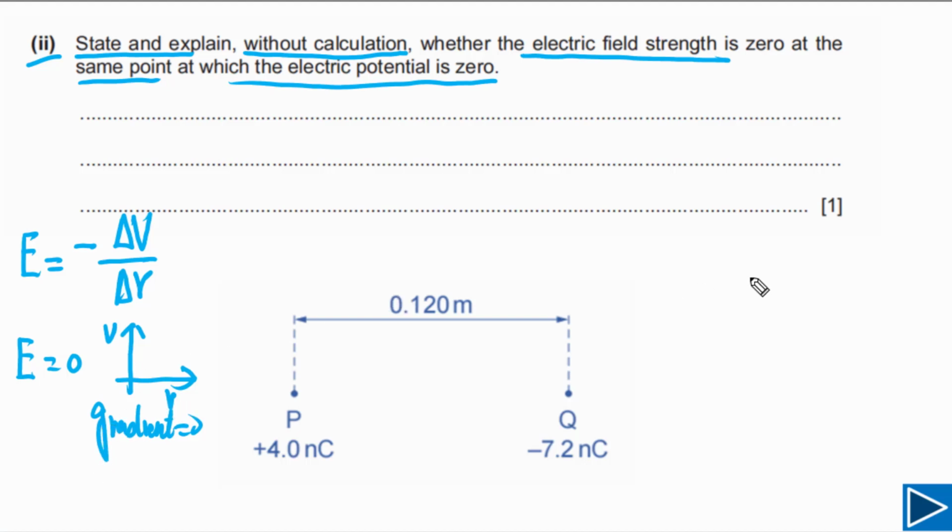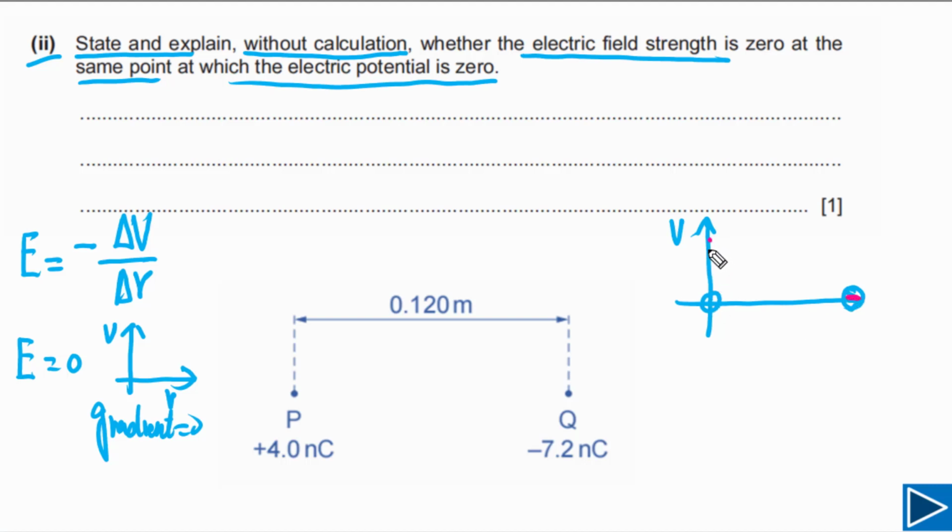Now let's try to sketch, first of all, electric potential against R. First of all, we will sketch the potential against R graph, so V against R. In this case, we have two charges. One charge is positive and one is negative. So I will place the positive charge here, and I will place, let's say, the negative charge here. So this one is the negative charge, and this is the positive charge.